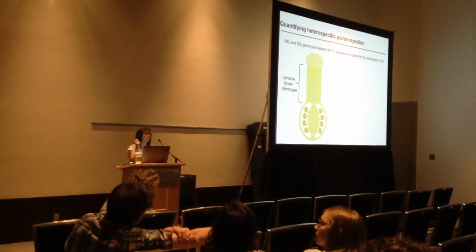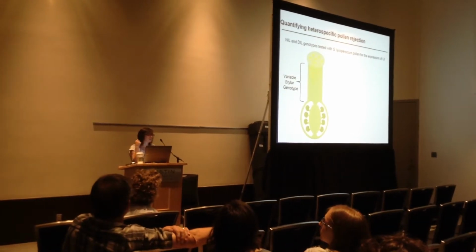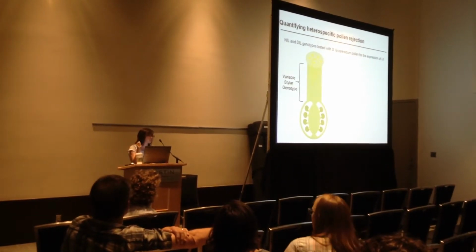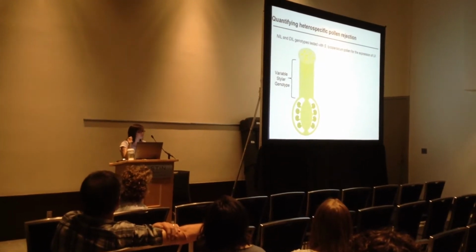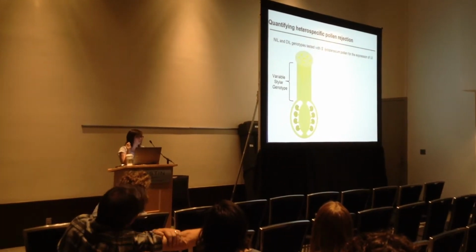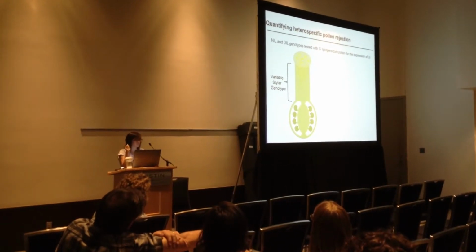And then in order to actually quantify the heterospecific rejection of pollen, we're going to take Solanum lycopersicum tester pollen and place it onto our NIL or DIL genotype, so our single or double introgression lines, and quantify or measure the pollen rejection phenotype.